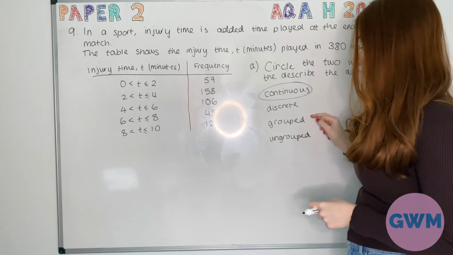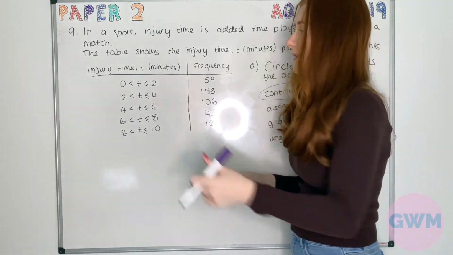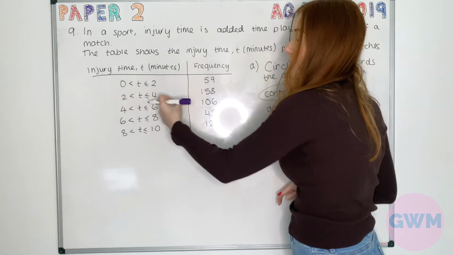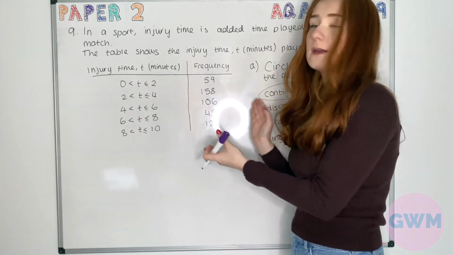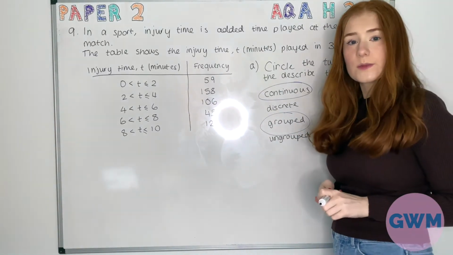Now the second 2 words are grouped and ungrouped. So as you can see here, we have grouped our data in terms of between these ranges of time. There is a grouping system being used here, and therefore the data must be grouped.